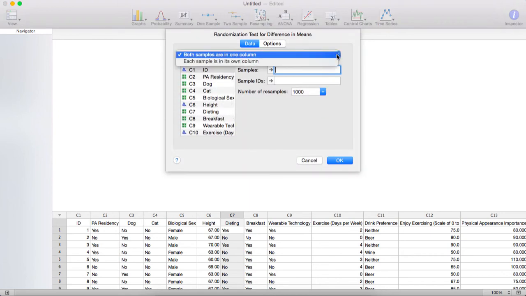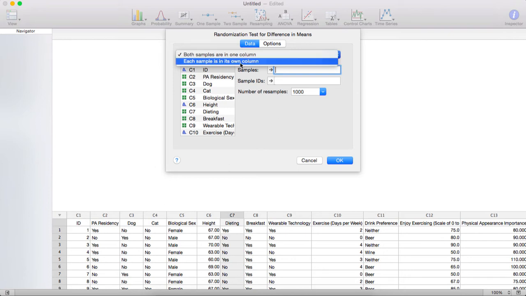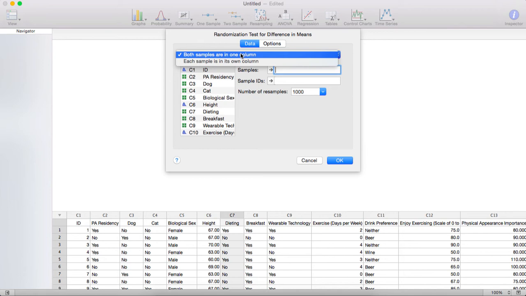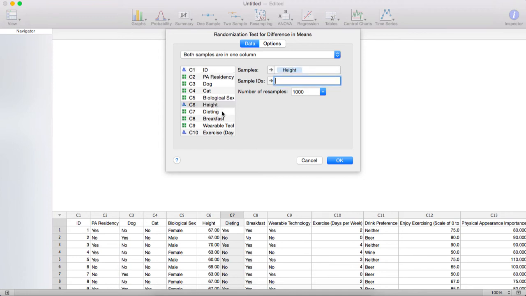When we get in here, there's a few different options. The way that your data set is set up and the way that this data set is set up, both samples are in one column. In other words, all of the heights are in one column, and then there's a second column that tells us whether or not they're dieting. It's also possible to do this if you would have a column with all of the people who are dieting and all of the people who are not dieting. But I think the way I have it here and the way you have it in the lab, both samples are in one column. Samples, here, it would be the quantitative variable, height, and then sample IDs is the grouping variable. I'm comparing people who are and are not dieting.